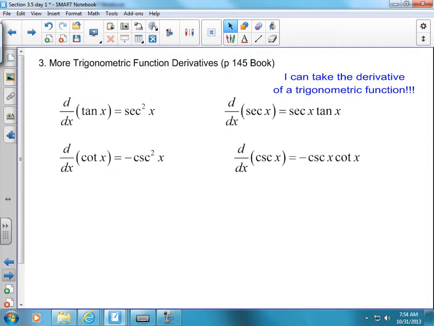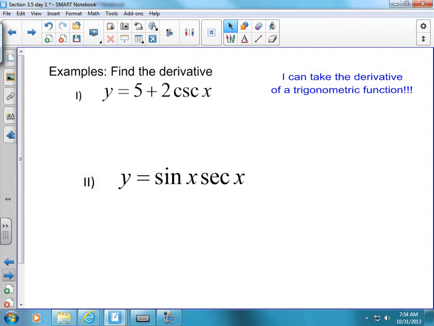All right, now there are more trig function derivatives: tangent, cotangent, secant, and cosecant. Make sure you know these. We're going to do some examples using these. The first one is find the derivative of 5 plus 2 cosecant of x. All right, well, we know the derivative of 5 is 0.